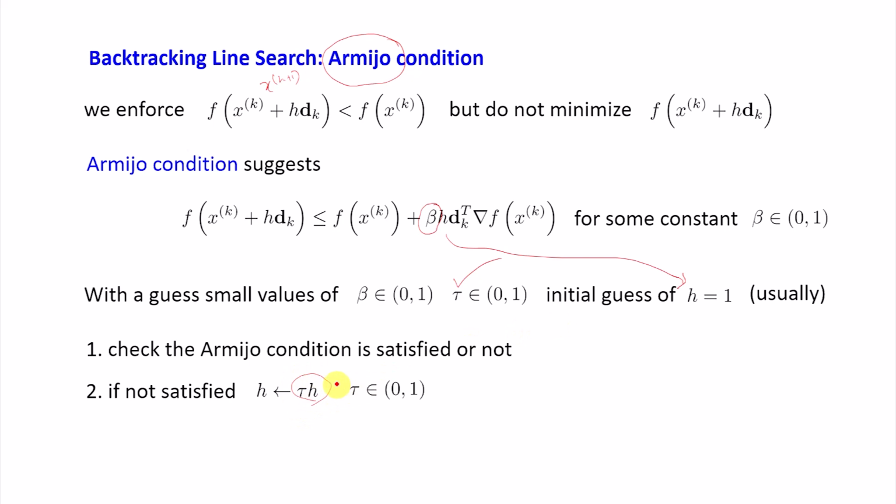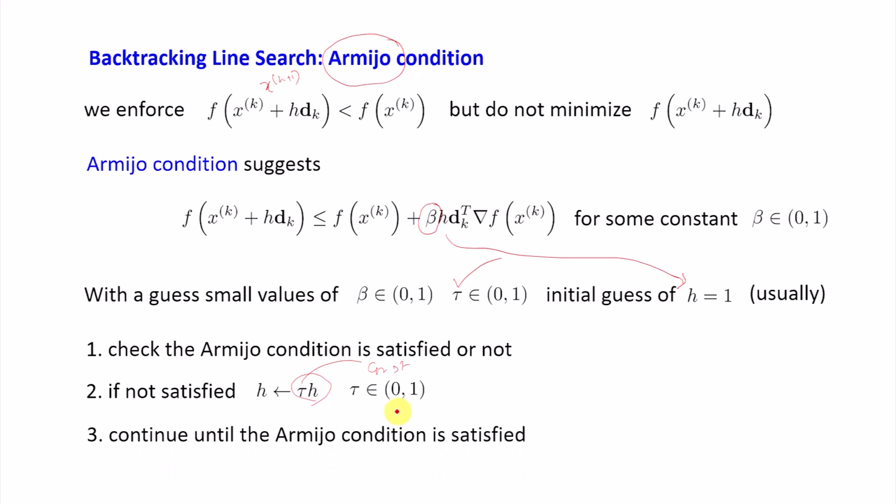We have a constant tau. This tau is a constant which is between 0 and 1. We will multiply that with h and we set that as our new h. Which means that whatever the h value is, I am actually reducing it because I am multiplying with a number between 0 and 1. So I am reducing h.